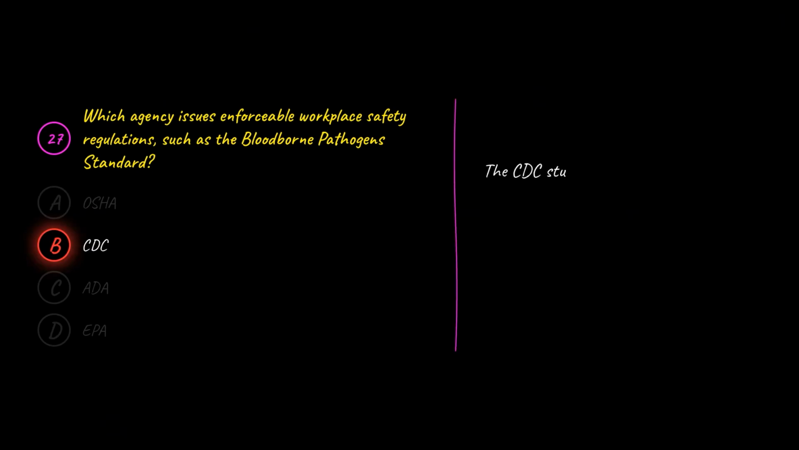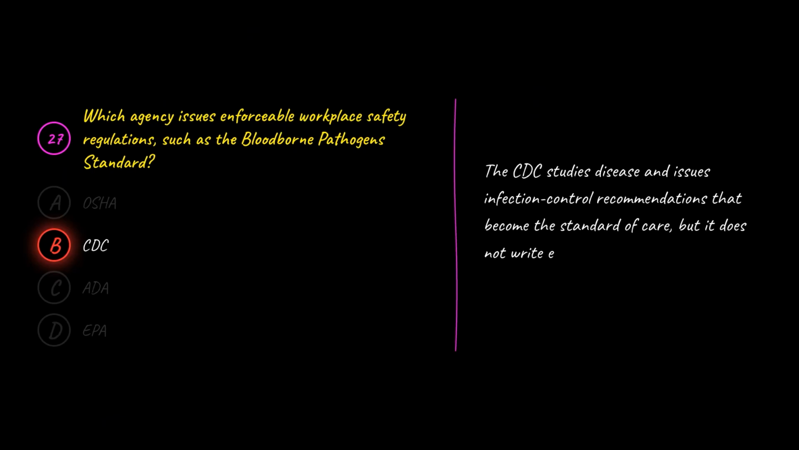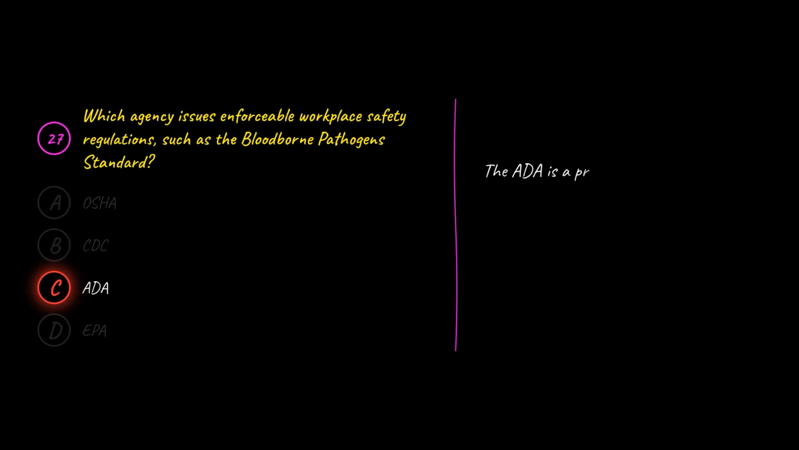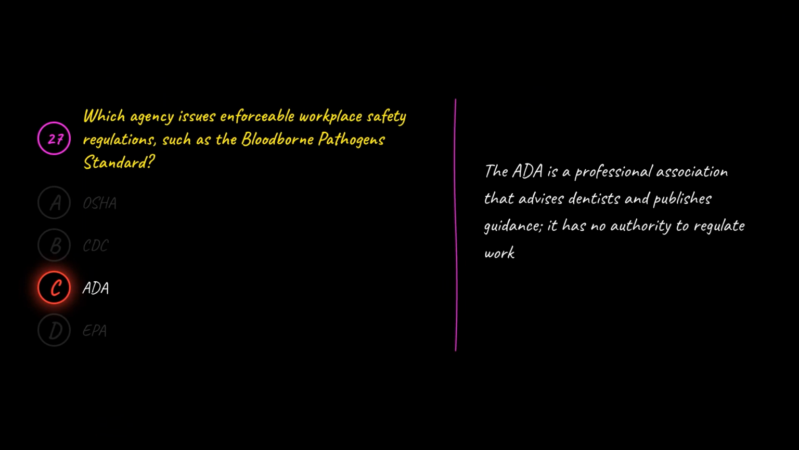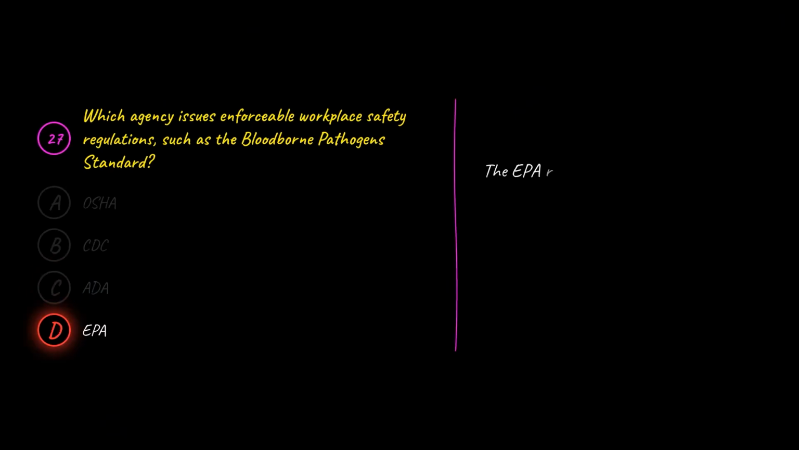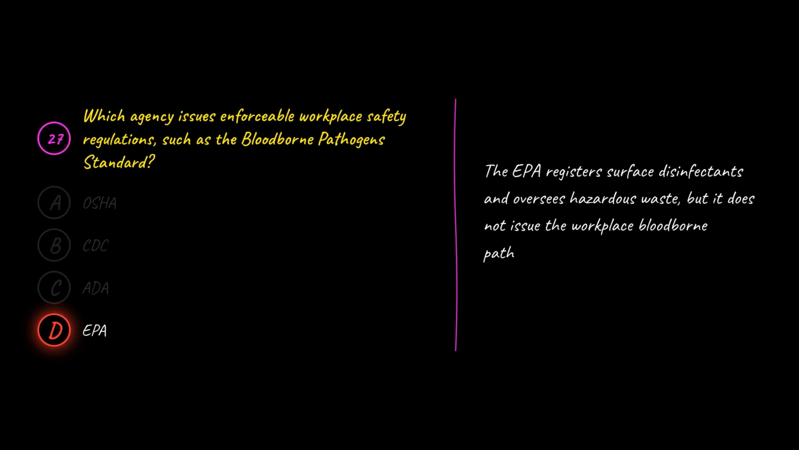B is wrong because the CDC studies disease and issues infection control recommendations that become the standard of care, but it does not write enforceable law or impose fines on a dental office. C is wrong because the ADA is a professional association that advises dentists and publishes guidance. It has no authority to regulate workplaces or enforce safety standards with penalties. D is wrong because the EPA registers surface disinfectants and oversees hazardous waste, but it does not issue the workplace bloodborne pathogen rules that govern protecting employees.